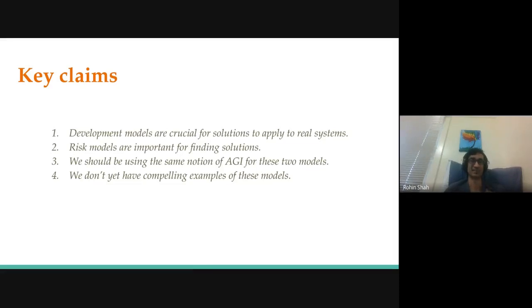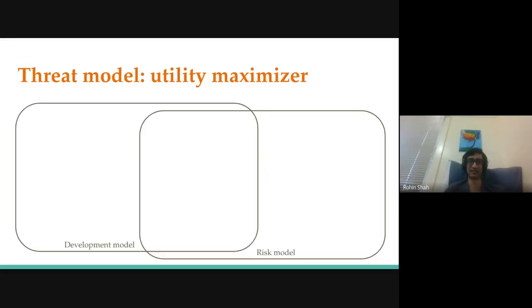So first example, we can think of the utility maximizer threat model. This is the version that is in the book Superintelligence, for example. It's been promoted by Eliezer Yudkowsky and Nick Bostrom, or at least this is the threat model I most associate with them. Though people keep claiming that actually their views are different in some way I don't actually understand. So, you know, take this as my interpretation of the things they say.